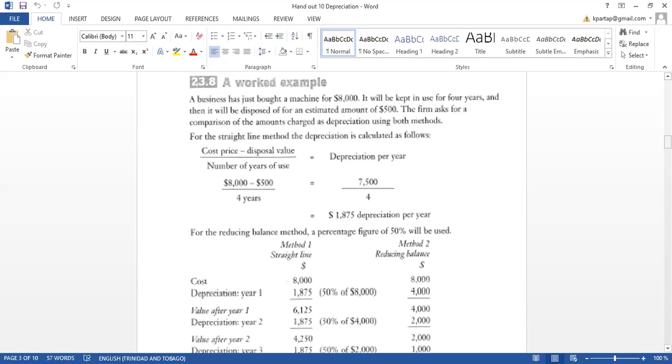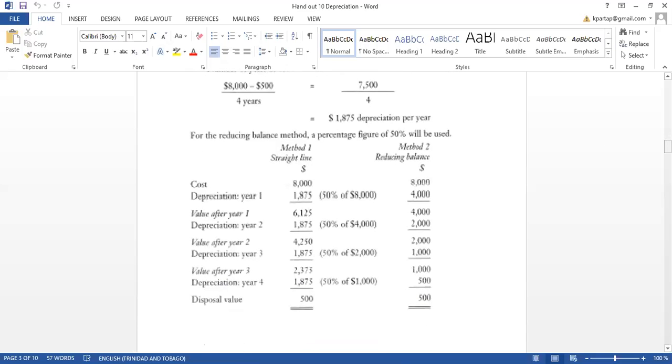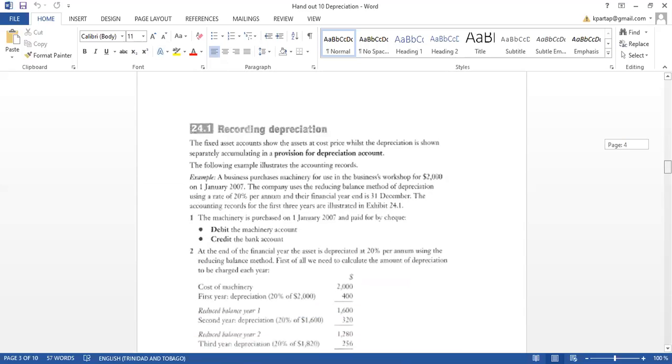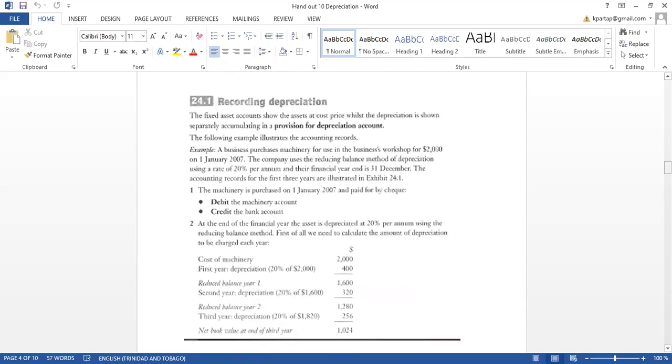In this example, basically they're telling you to work out, you bought a machine for 8,000, you're working out the depreciation using both the straight line method and the reducing balance method, right? So this is an example you can go through. All the working is there already. But what I want to pay attention to is the actual recording of depreciation. Because so far, as I said, we've only dealt with depreciation in terms of your financial statements. We have not done any actual T accounting with the depreciation.